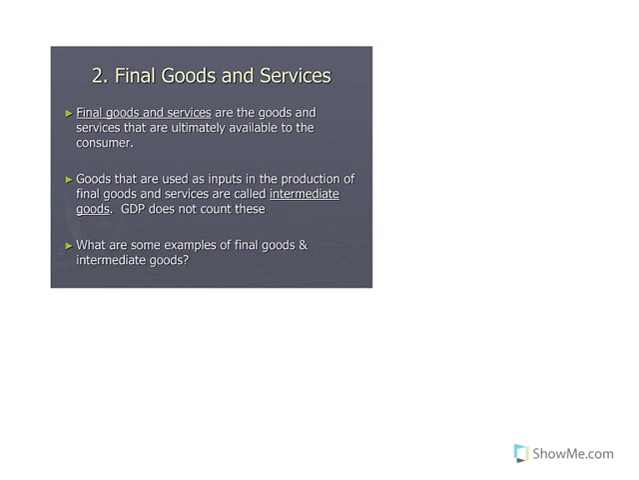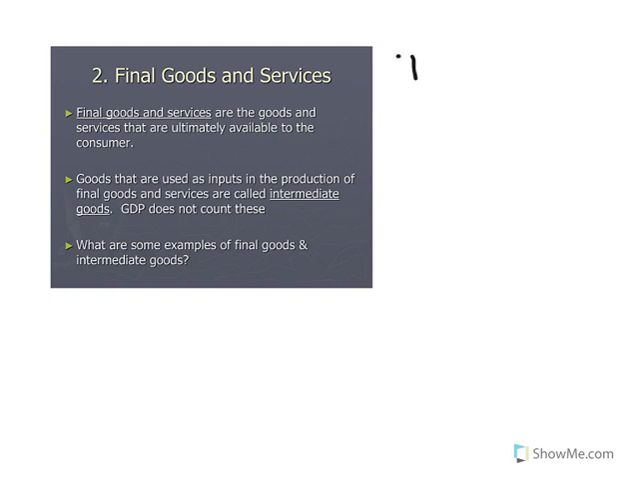Now, the second part of the definition of GDP referred to final goods and services. We didn't say all goods and services. We said GDP includes the market value of final goods and services. And so by definition, final goods and services are just the goods and services that are ultimately available to the consumer to purchase. If it is a good that is produced by a firm, but it is actually used as an input in the production process, we refer to those as intermediate goods, and GDP does not count these. So let me give you an example to clarify.